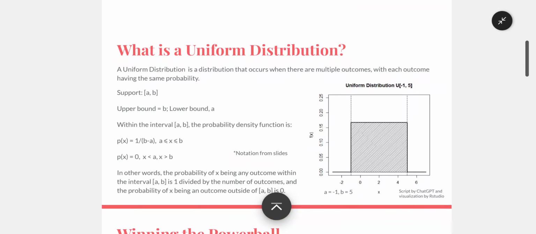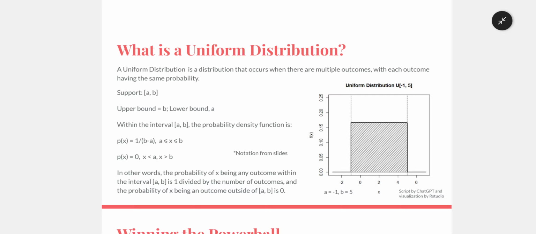So, what is a uniform distribution? A uniform distribution is a distribution that occurs when there are multiple outcomes, with each outcome having the same probability. The support of a uniform distribution is going to be the interval between A and B, and that is going to be for a continuous distribution only. We will touch on discrete distributions in a little bit.